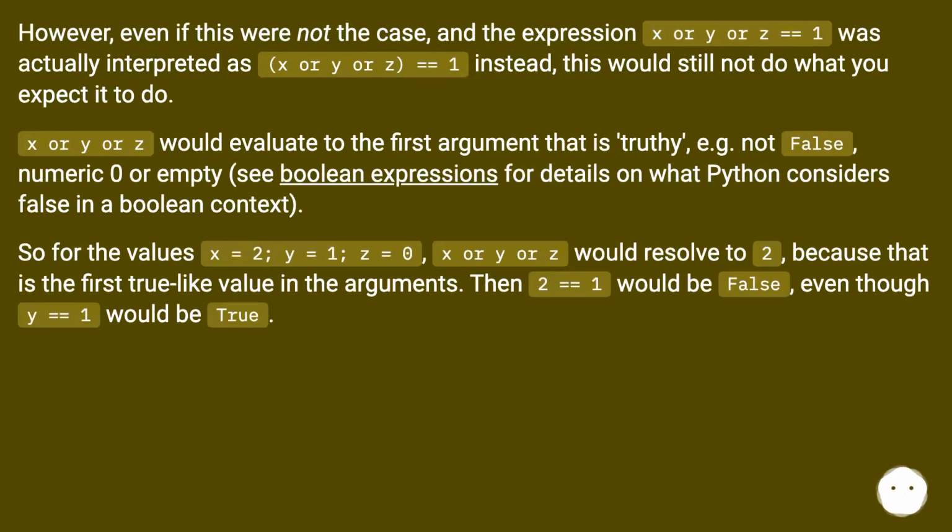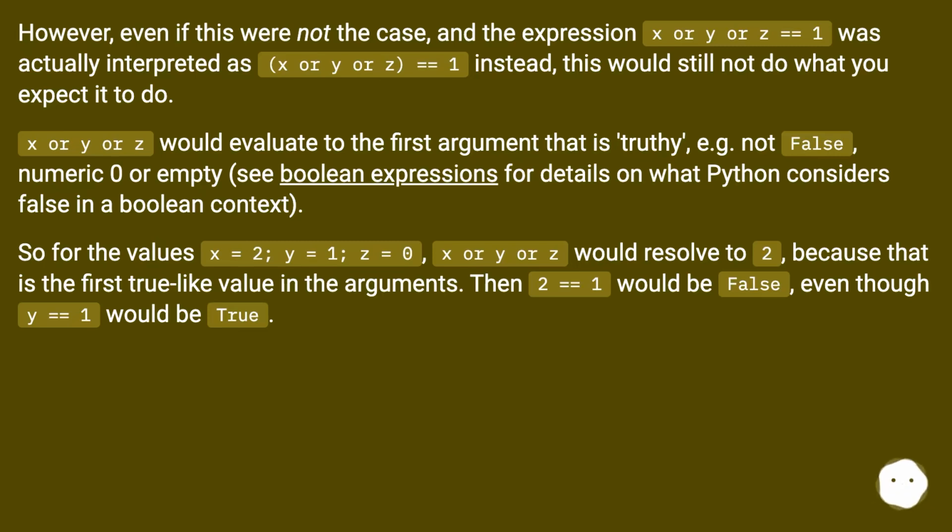However, even if this were not the case, and the expression x or y or z equals 1 was actually interpreted as (x or y or z) equals 1 instead, this would still not do what you expect it to do. x or y or z would evaluate to the first argument that is truthy, e.g. not false, numeric 0 or empty. See Boolean expressions for details on what Python considers false in a Boolean context.